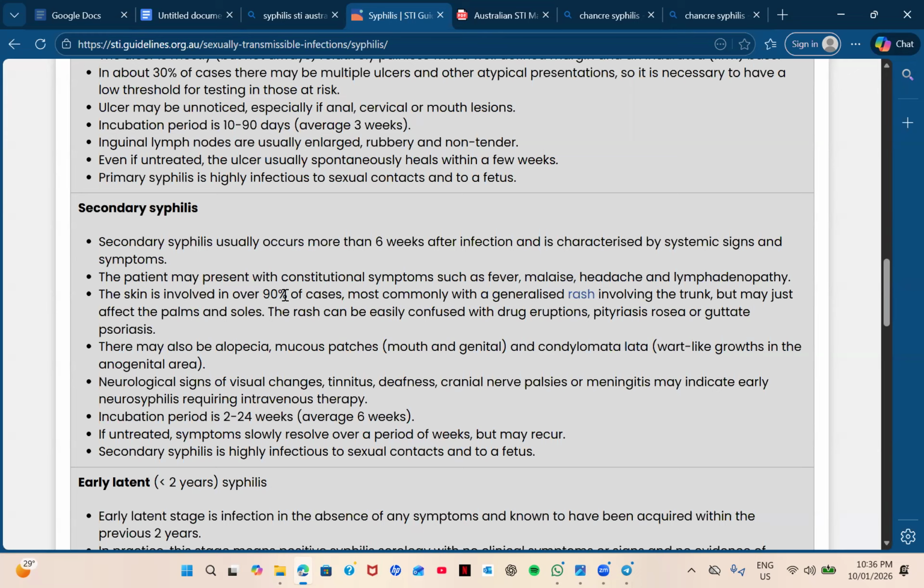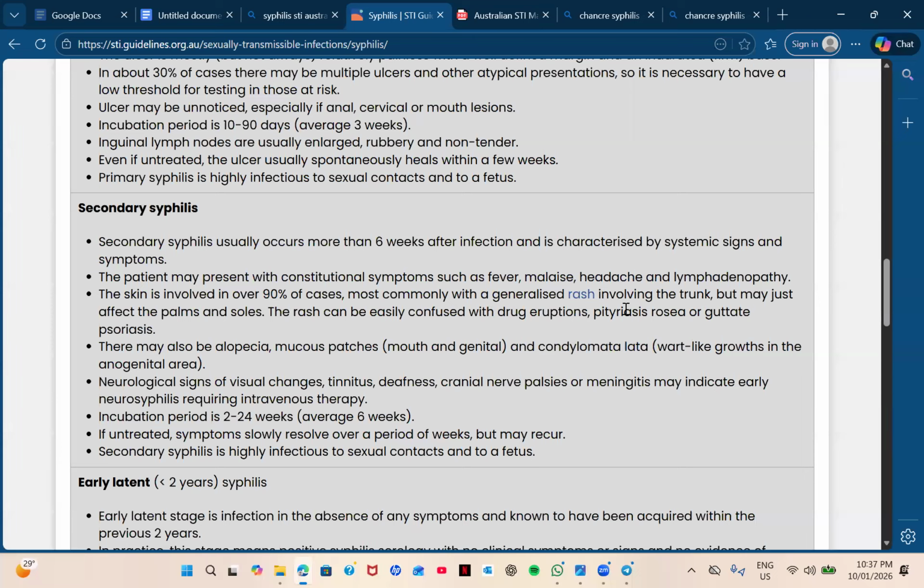Secondary syphilis presents usually after more than 6 weeks after the infection and is characterized by systemic signs and symptoms. So secondary syphilis usually appears after 6 weeks of the initial infection. Then the patient may present with constitutional symptoms such as fever, malaise, headache, and lymphadenopathy. The skin is involved in over 90% of cases, most commonly with a generalized rash.